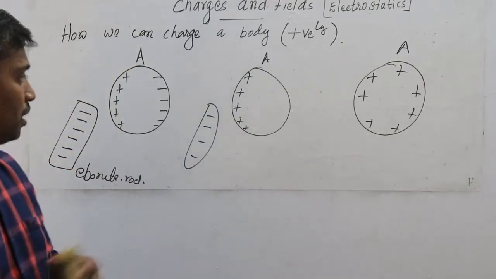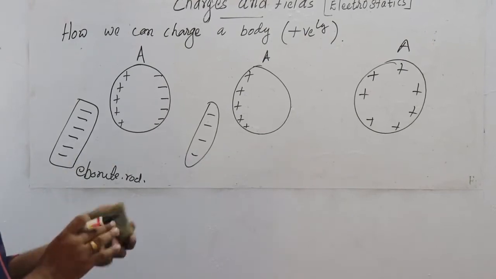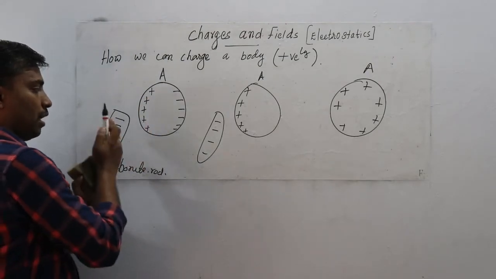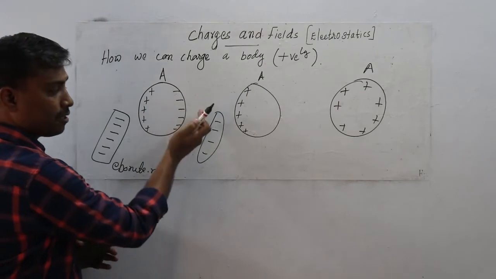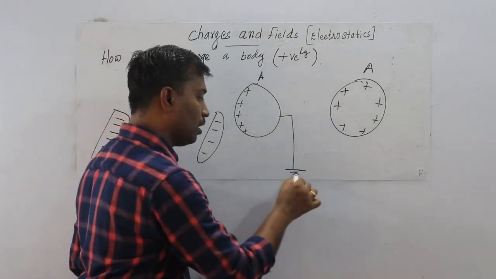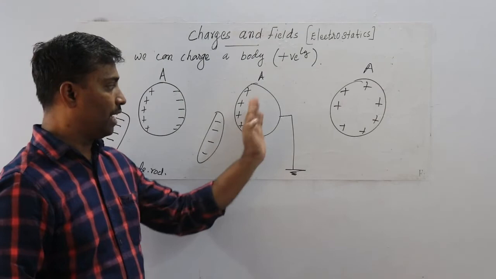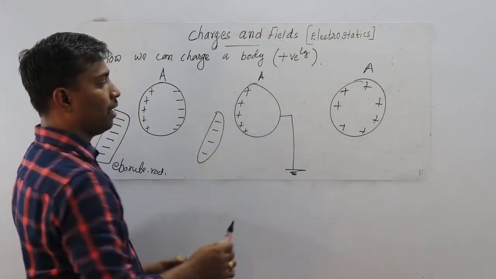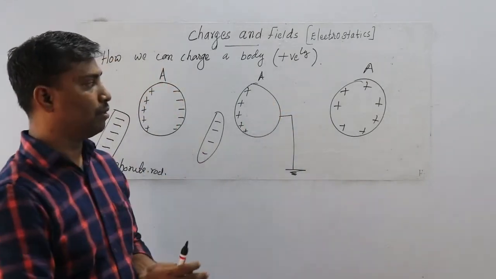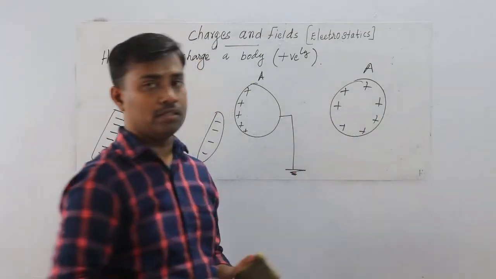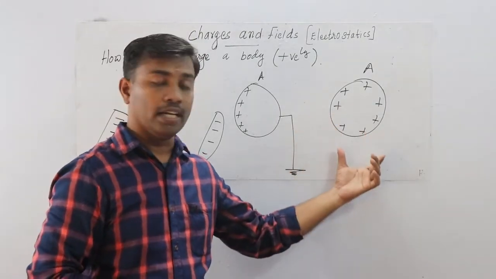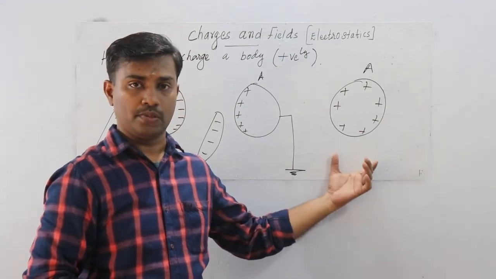Okay, so again I repeat. First, we consider a conductor and bring a negatively charged ebonite rod near. We can see that all the positive charge is attracted to one end and the negative charge is at the opposite end. Then we connect the negatively charged end to the earth. The next process is that we remove the earth connection and also remove the ebonite rod. So we can see that all the positive charge is distributed on the surface of the sphere. In this way, the body gets a positive charge due to the induction process.